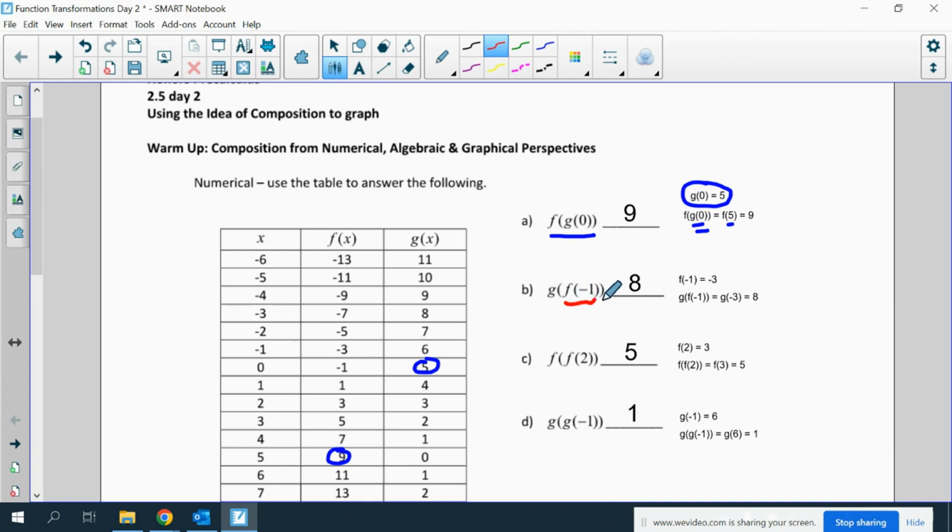I would find f of -1 first, and then that is -3. So then I look at g of -3, which is 8. Likewise, if I have f of f of 2, I would find f of 2, which is 3, and then find f of 3, which is 5. Likewise for g of g of -1, g of -1 is 6, and g of 6 is 1.